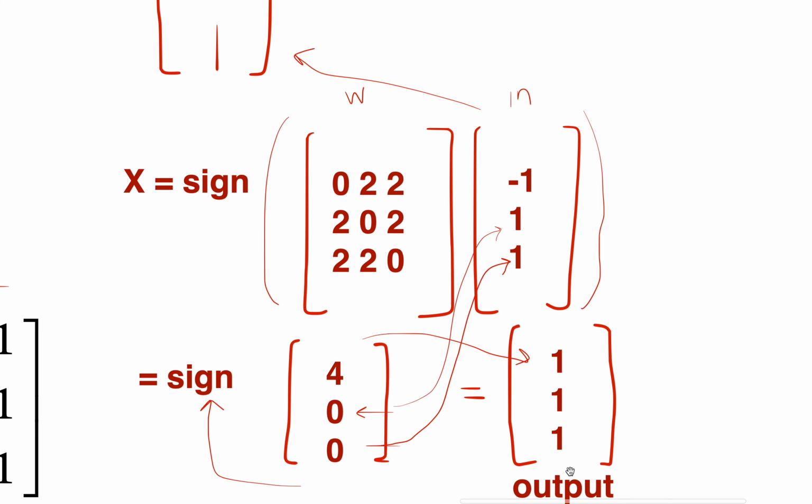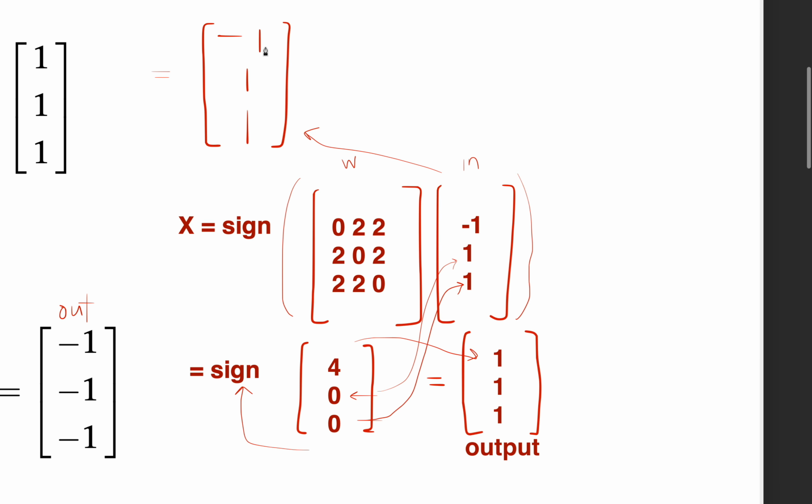So bila 1, 1, 1 ni sebagai kita punya output, kita compare balik input kita, tak sama. Sebab sini ada negative 1, sini 1. Dan dekat sinilah dia panggil unstable state kan. So kita kena buat loop. Macam mana nak solvekan loop tu?